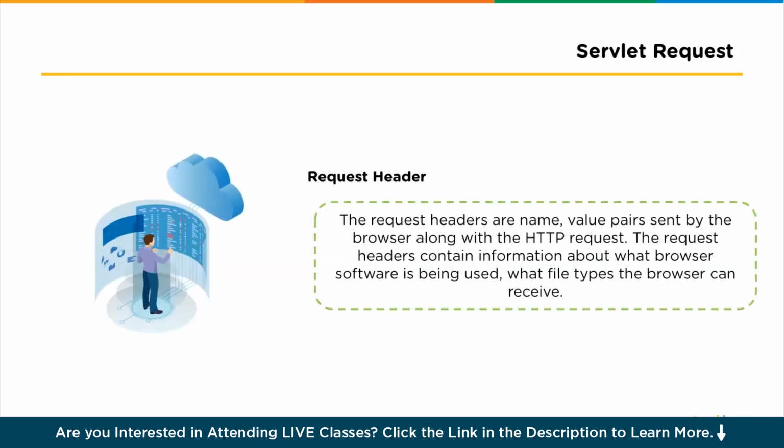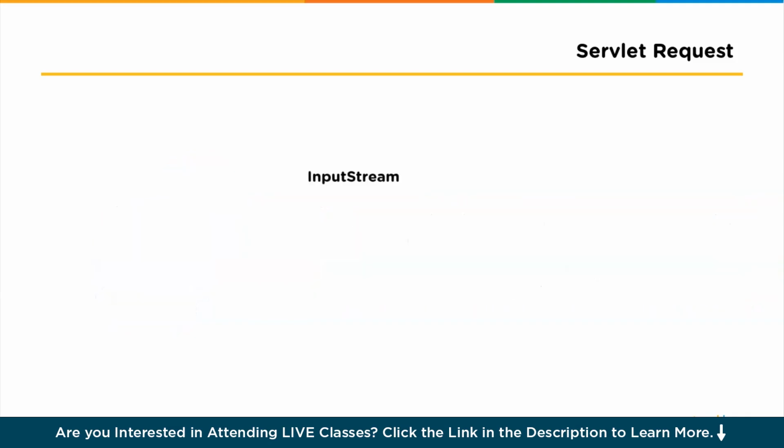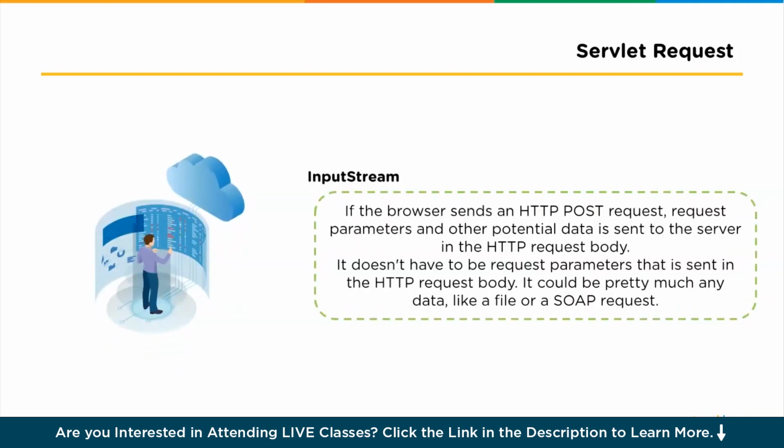The request headers are the name value pairs sent by the browser along with the HTTP request. The request headers contain the information about the web browser software being used, what type of files the web browser can receive, etc. Followed by the request header, we have the input stream. If the browser sends an HTTP post request, request parameters and other potential data is sent to the server in the HTTP request body. It could be data like a file or a SOAP request.